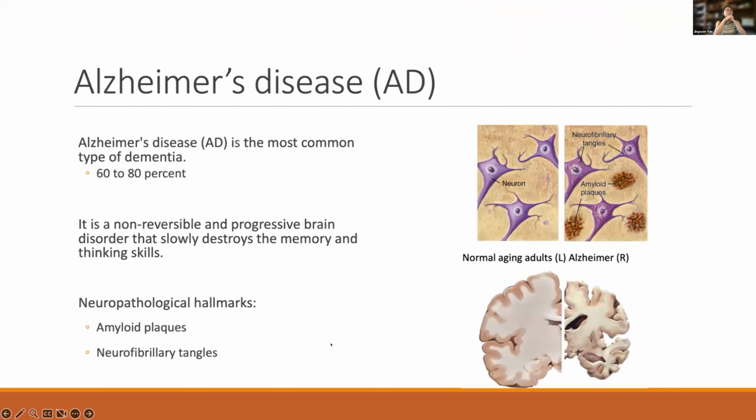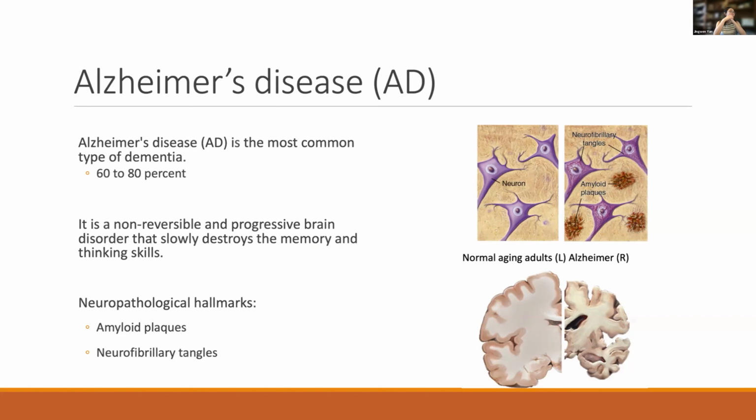For those of you who are not familiar with this disease, Alzheimer's disease is one of the most common types of brain dementia. There are many types of brain dementia, like Parkinson's and Huntington's, but Alzheimer's disease is the most common form, accounting for around 60 to 80% of those cases. The bad part is that it's non-reversible and progressive. It slowly destroys memory and thinking skills, and the patient usually loses their capability of self-care ultimately.